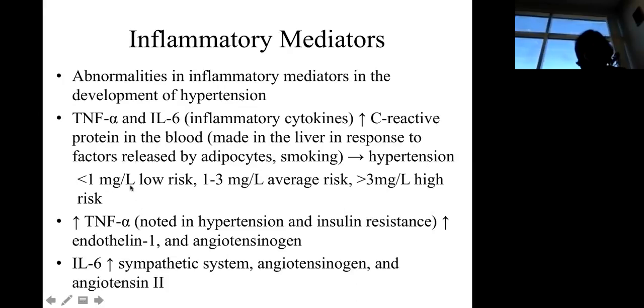Here, a quick word on the concentrations of C-reactive protein in the body. Less than 1 milligram per liter, low risk for developing hypertension. 1 to 3 milligram per liter, average risk. Over 3 milligram per liter, high risk for hypertension.